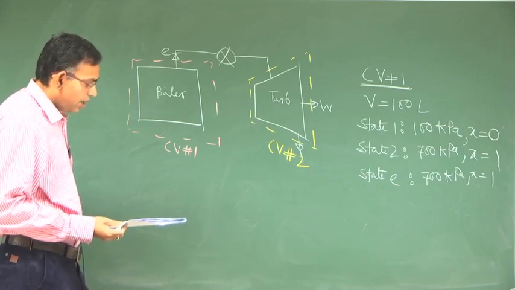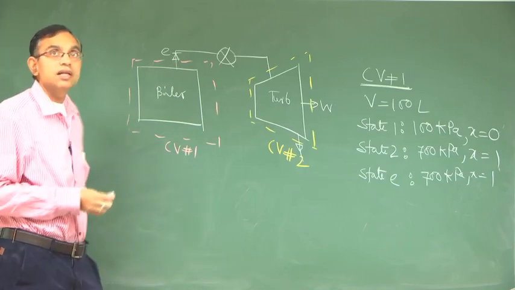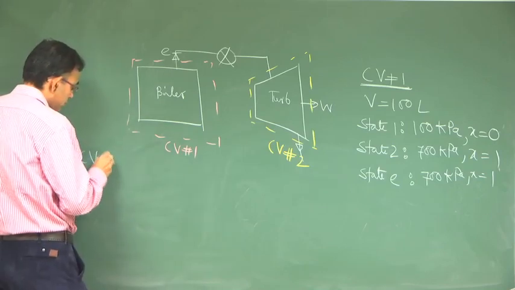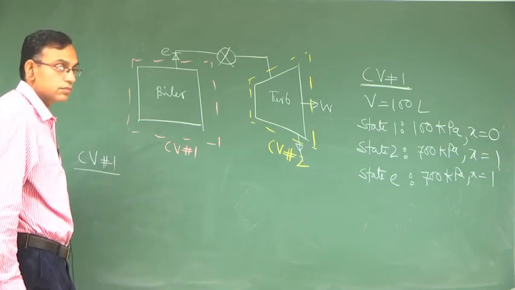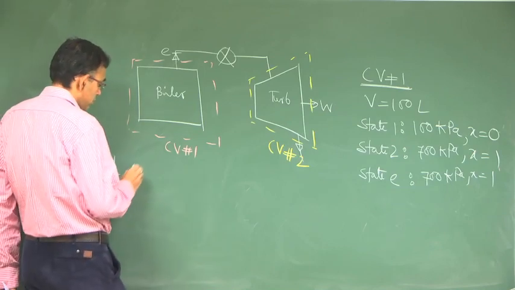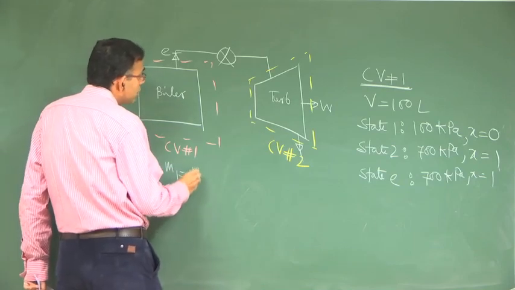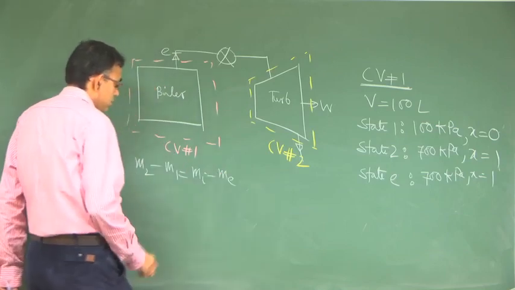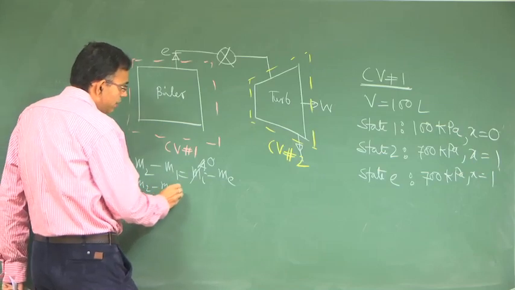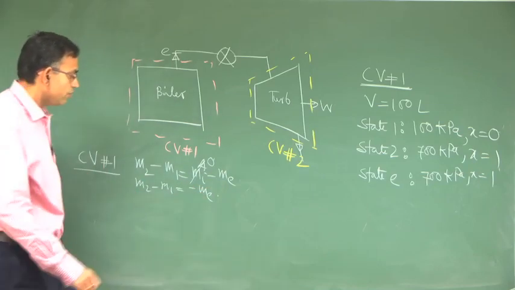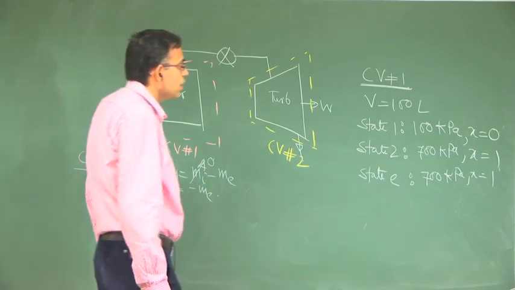Okay. Now, for control volume 1, let us apply mass balance and energy balance. So, M2 minus M1 is equal to Mi minus Me. Here there is no inlet and there is an exit. So, M2 minus M1 is minus Me. If we know M2 and M1, you can calculate Me. So, how do you calculate M1?